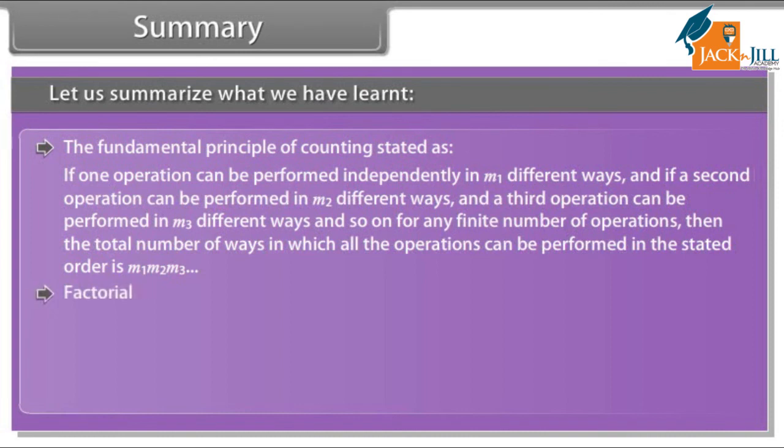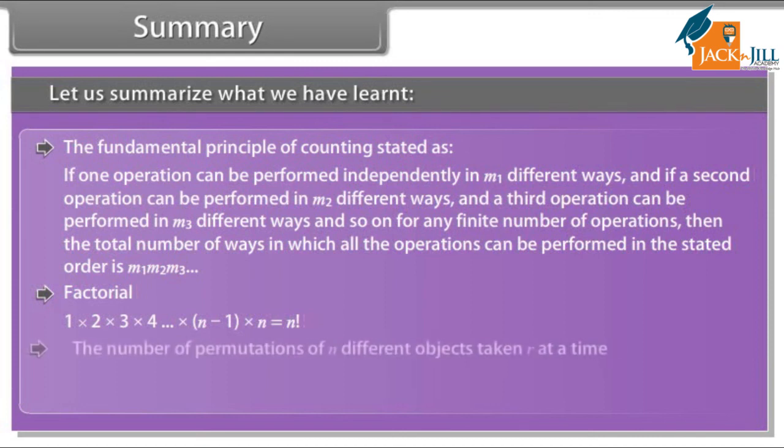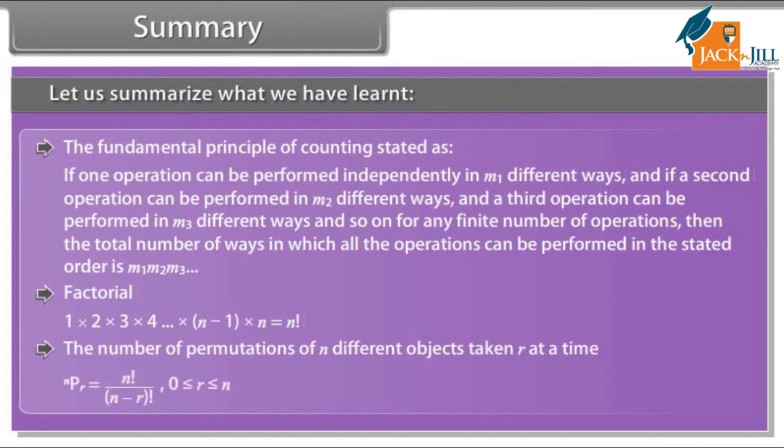Factorial. 1 into 2 into 3 into 4 up to (n minus 1) into n is equal to n factorial. The number of permutations of n different objects taken r at a time: nPr is equal to n factorial by (n minus r) factorial, 0 is less than or equal to r is less than or equal to n.